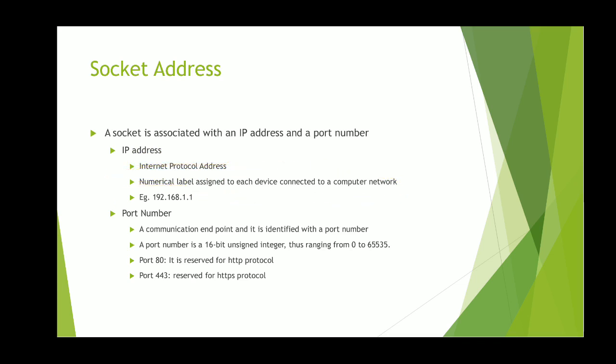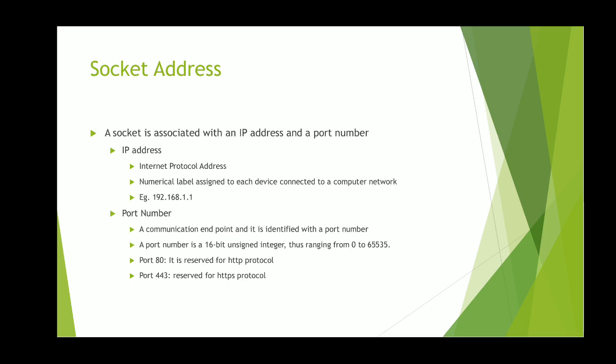We can see an example of IP addresses: 192.168.1.1. This is normally used for assigning an IP address to a router, and if a computer is connected to the router, the computer will get another IP address, like 192.168.1.2.